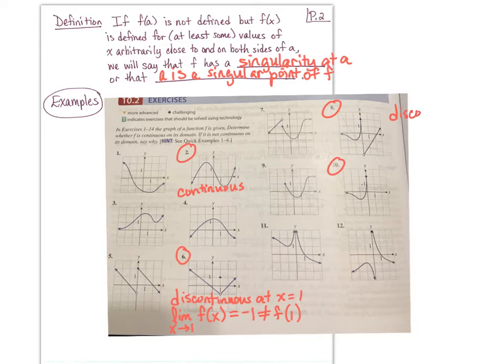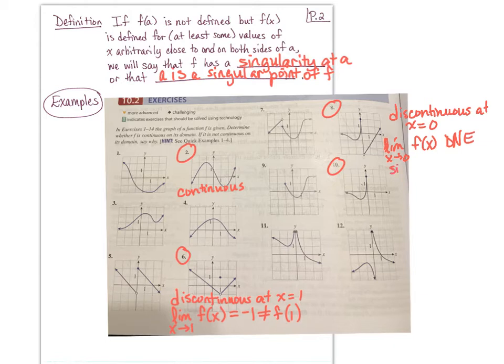So discontinuous at x equals 0. So notice we're not saying what the y value is, we're saying where the discontinuity occurs with our x. Okay? Now, notice that the limit, and this is just further justification, the limit of f of x as x approaches 0 does not exist. It does not exist. Okay?